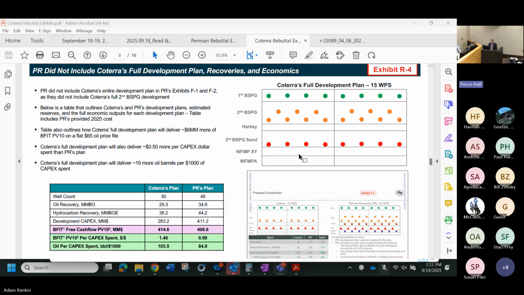Nor are they included in the 5-year development plan that was submitted to the commission as part of Coterra's exhibit packet. I'd have to look at it to refresh my memory. Okay. Well, I guess the record speaks for itself. Would you agree with me? If the record states that, then yes, I accept the record.